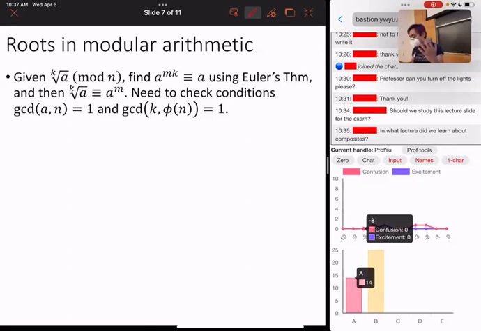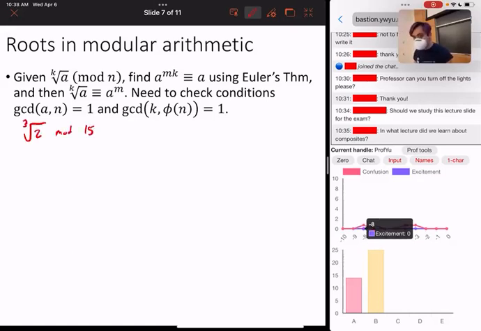But let's give an even easier example so that we can do this right now in class. What is the cube root of 2 mod 15? Well, in order to do that, you need to first find phi of 15, which is equal to 8. And then the things you need to check: the GCD of 2 and 15 is 1, and the GCD of 8 and 3 is 1. And so this means we can't actually use this method.